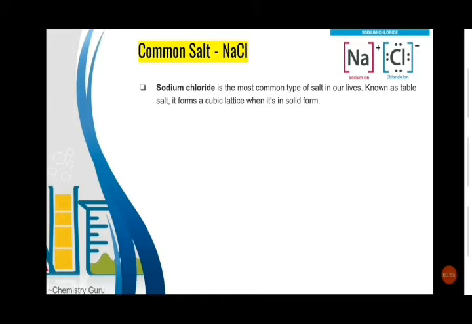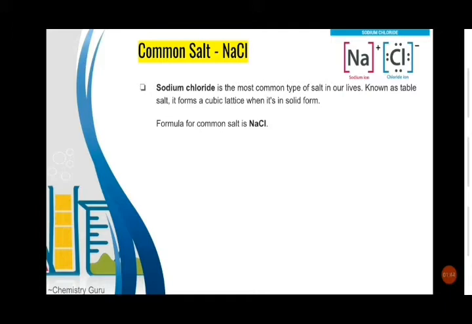Common salt is the most common type of salt which we use in our everyday life. Right? It is also known as table salt, as I said. Now, common salt हम daily use में लाते हैं अपने, and it is also known as table salt. अब ये solid form में, we would learn this topic later when I will discuss the solid states. Okay. So I'll take up this topic later.